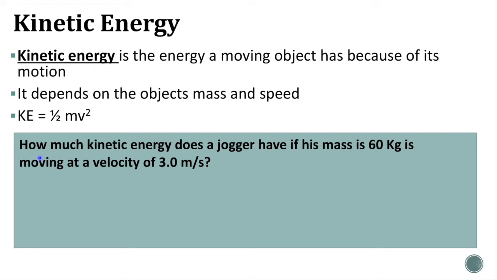Right? So our first example here is how much kinetic energy does a jogger have if his mass is 60 kilograms and he's moving at a velocity of 3 meters per second. So we're going to take our kinetic energy formula and we're going to plug in what we know. So we've got our mass of 60 and our velocity of 3. So we end up plugging in 1/2 times 60 times 3 squared. Then we can type that in the calculator and get 270 joules.